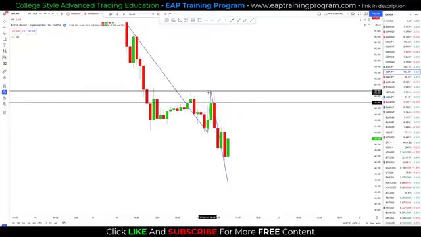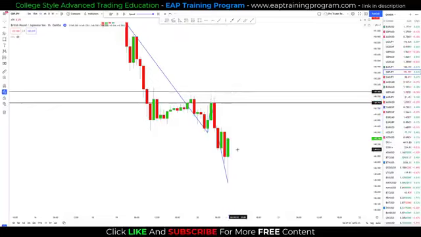Why? Because this is the area between the bodies of this pullback and the wick of this pullback. With that being the case, this is the area we want price to test. How do we want it to test this area? We want price to push up and at least touch this area with a wick. We can see a body close in this area. We can see a wick go above it.